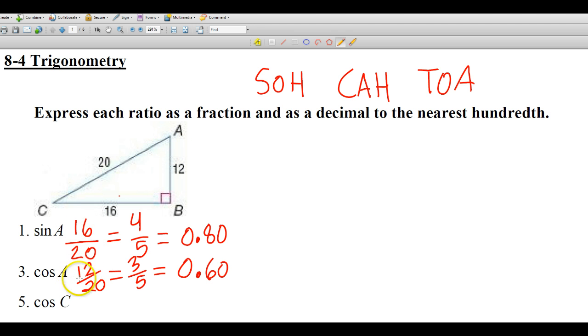And for number 5, the cosine of C. So now we want adjacent over hypotenuse starting from angle C. So for angle C, the adjacent leg, the leg next to the angle, is 16, and our hypotenuse is still 20, which simplifies to 4/5, which is equal to 0.80.